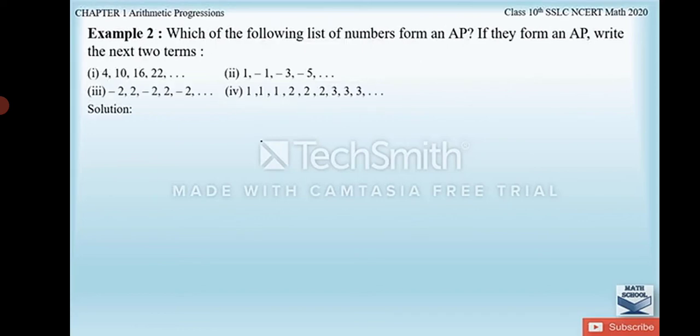Minus 2 by 2, that is minus 1. So D is equal to minus 1 and A is equal to 3 by 2.